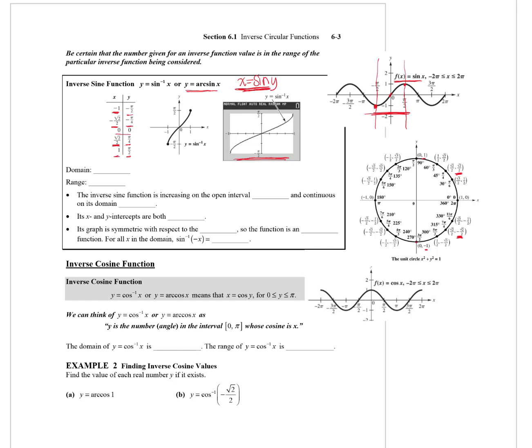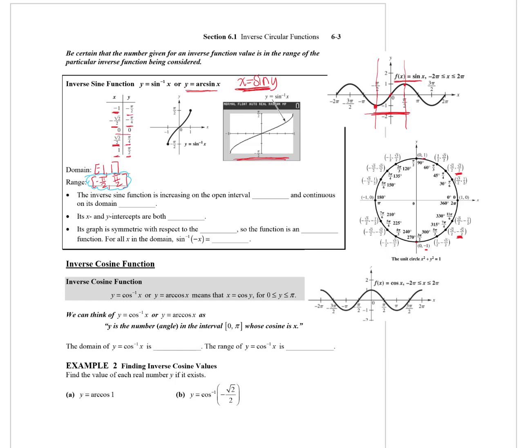Now looking at the inverse sine function, the domain, we're reading that from left to right. You see how we're going from -1 to 1. And then the range, we go from -pi over 2 to pi over 2. And I think of all things that you want to remember, because there's so much to remember, is this range. If you can remember that, it will help you so much in the homework.